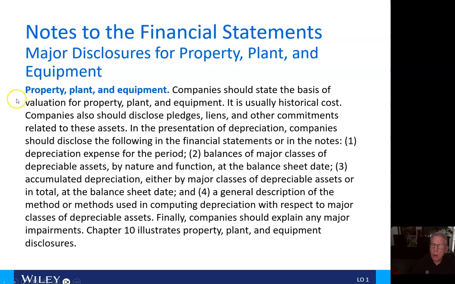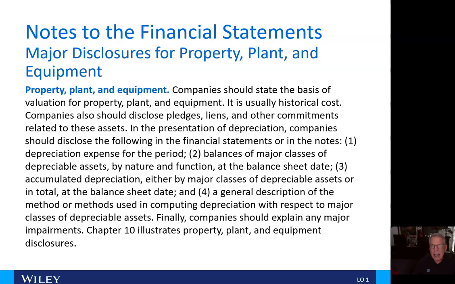Property and plant and equipment also have some unique disclosures. Companies should state the basis of valuation of property, plant, and equipment. It is usually historical cost. Companies also should disclose pledges, liens, and other commitments related to those assets.